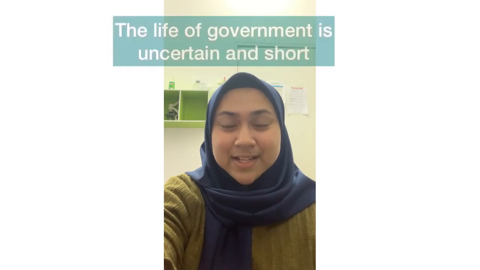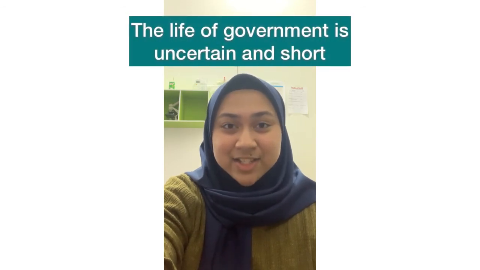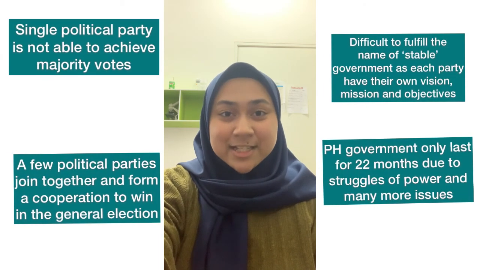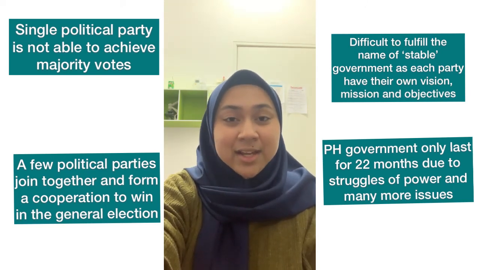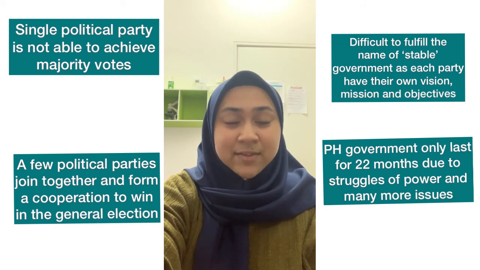The last demerit of the multi-party system is that the life of the government is uncertain and short. This is because in the multi-party system, a single political party is not able to achieve the highest or the majority vote to form a government. As we all know, in a democratic country, the government should be able to receive the highest vote among the people in the general election.